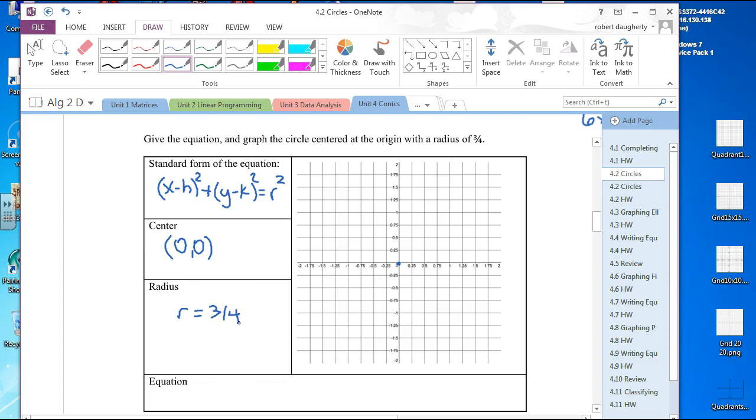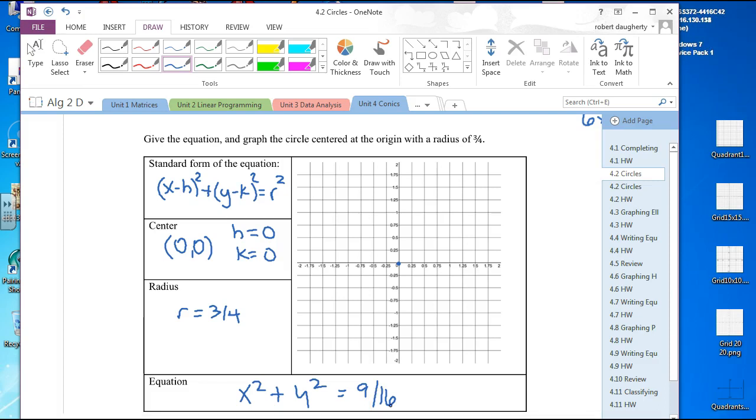So the equation of this circle is x minus h. So this is h equals 0, k equals 0, and r equals 3/4. So x minus h, x minus 0, this is just going to be x squared plus (y minus 0) squared. That's y squared equals r squared. What's the square of 3/4? That is 9/16. So x squared plus y squared equals 9/16 is the circle centered at 0, 0 with a radius of 3/4.